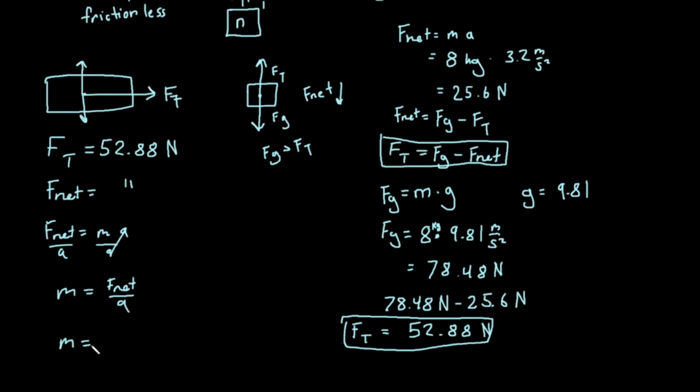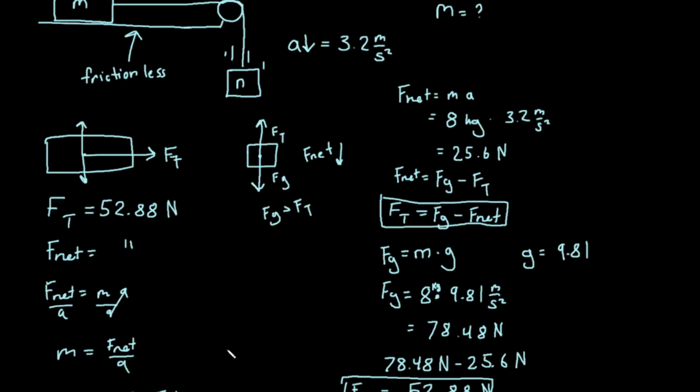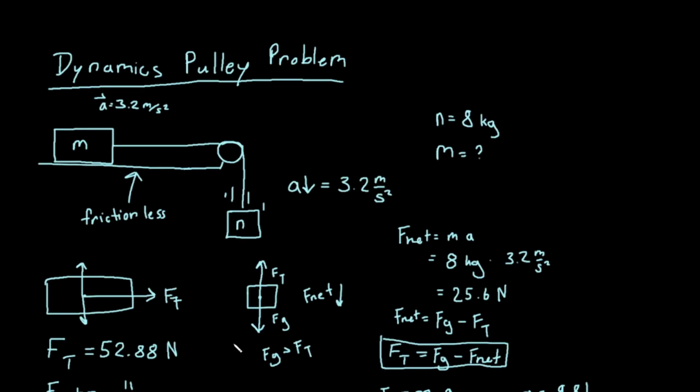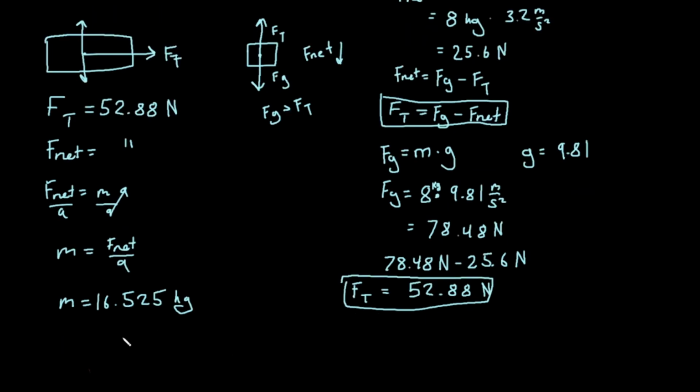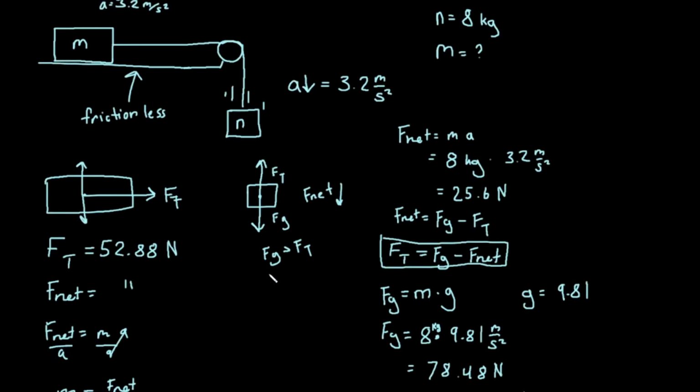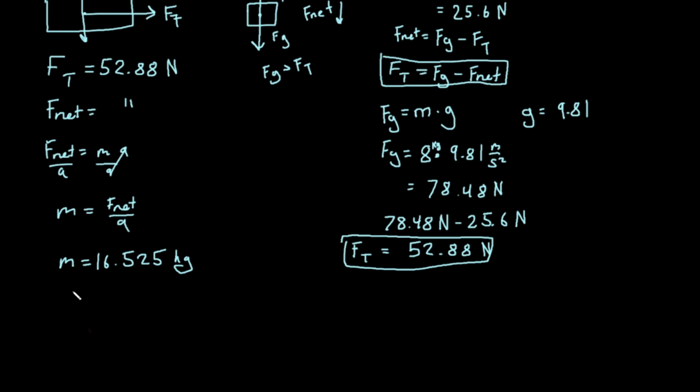If you'd like to calculate that, mass would equal 16.525 kilograms. Now, we don't really have any significant digits in our question right here, but if you did encounter significant digits, you'd put it in the correct digits. For example, let's say 3.2, so let's just put to the whole number. Our mass would be 17 kilograms.